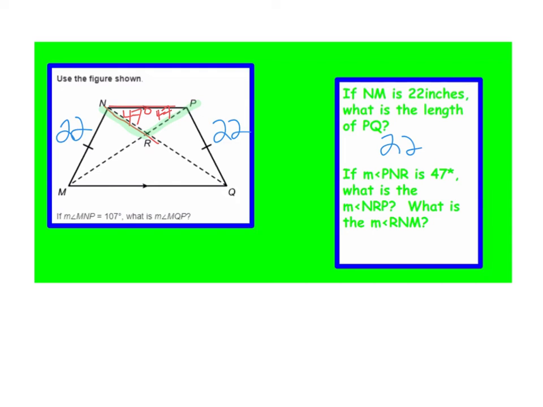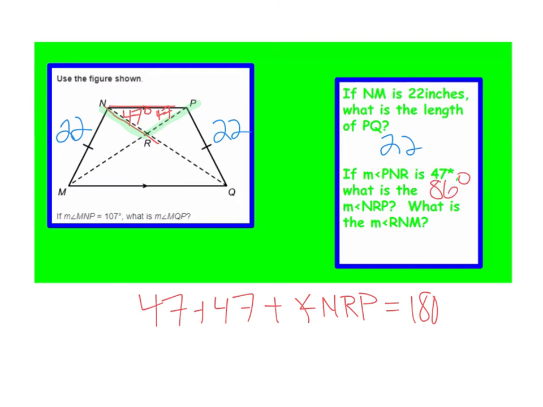So now I'm going to use the triangle sum theorem. So 47 plus 47 plus angle NRP should equal 180 degrees. So then I would use my calculator to come up with that. 180 minus 47 minus 47. So that would be 86 degrees. So that guy right there is 86 degrees.